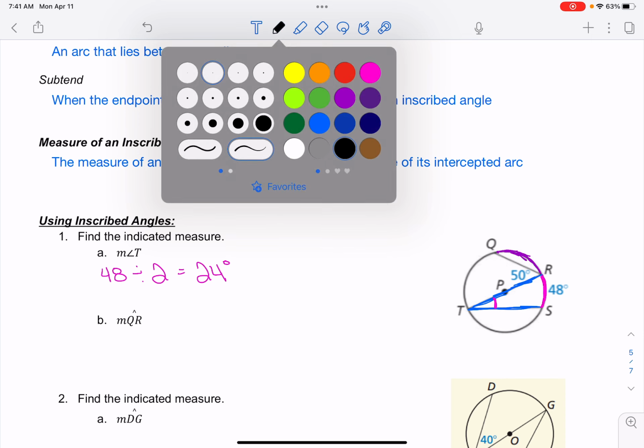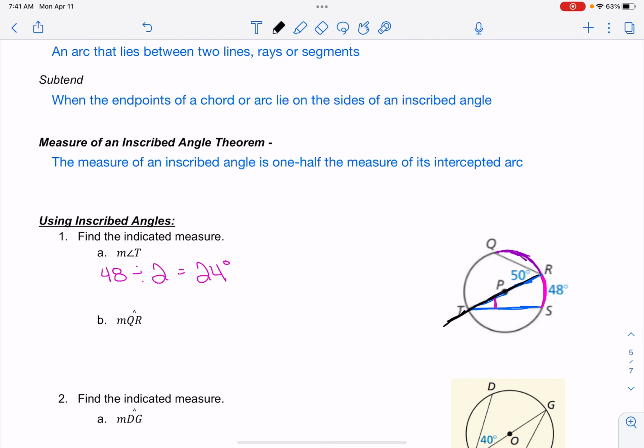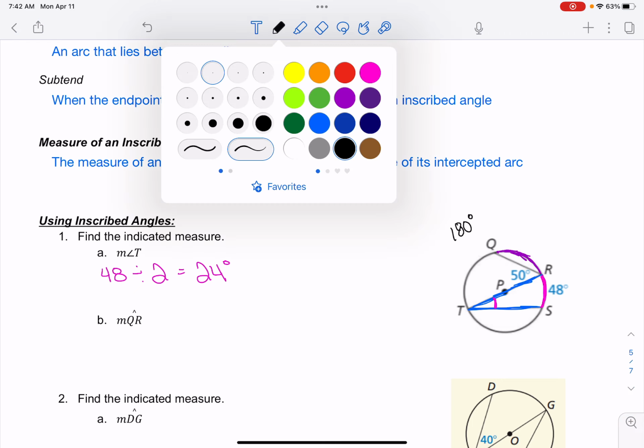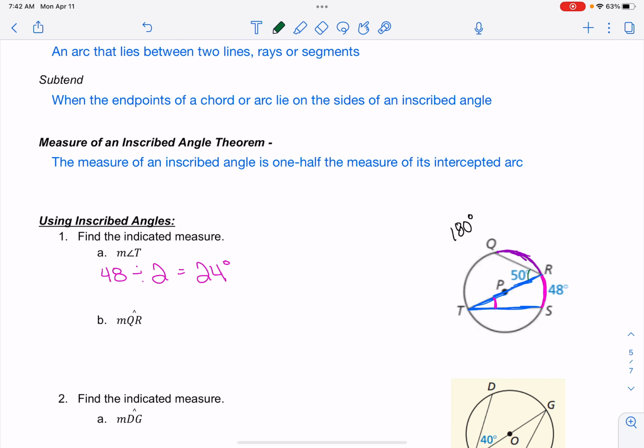But something that we should take note of is this guy right here cuts our circle in half, right? This line here cuts our circle in half, and half of a circle we know is 180. So that whole half of the circle must be 180. And then notice that we do know this angle measure. Well, this angle happens to match up with this arc of TQ.